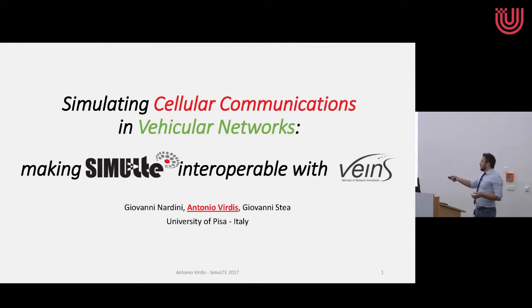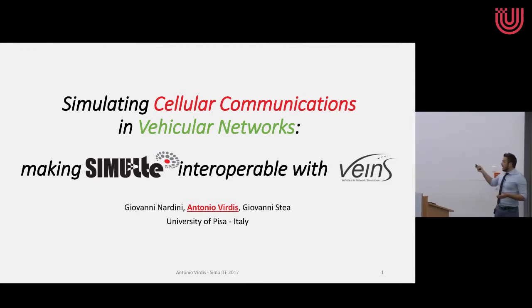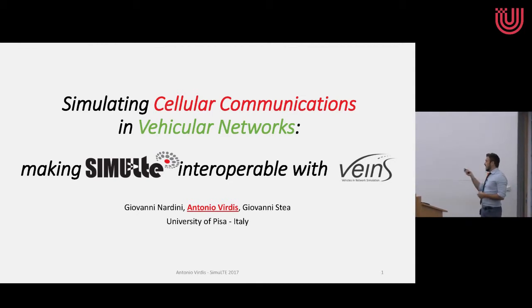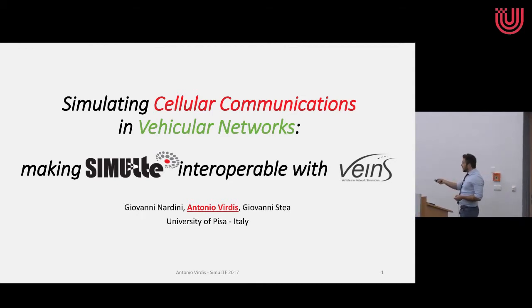And here comes the idea of making SimuLTE, which is a simulator of LTE networks, interoperable with VEINS, which is one of the most used vehicular network simulators within OMNeT. This work is made with Giovanni Nardini and Giovanni Stea from University of Pisa, but I would like to give credit to Giovanni Nardini, which is the mind behind this work, and I would like to thank him for his contribution.